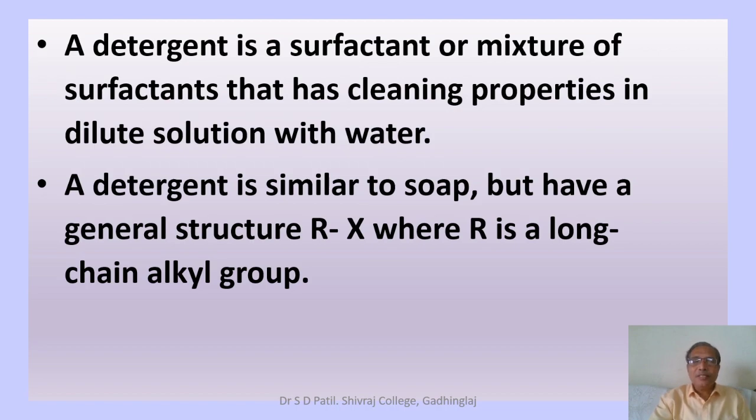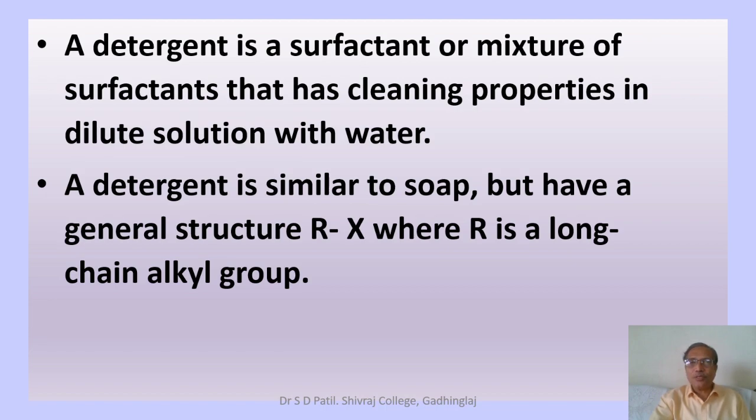So the basic question is, what is detergent? A detergent is a surfactant, that is surface active material. A detergent is a surfactant or mixture of surfactants that has cleaning properties in dilute solution with water. So the general idea is it is a surface active material which works in place of soap. A detergent is similar to soap but has a general structure RX, where R is the long hydrocarbon chain.